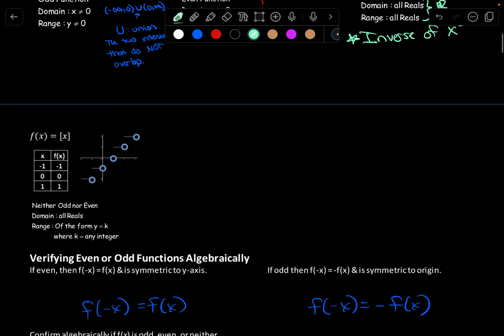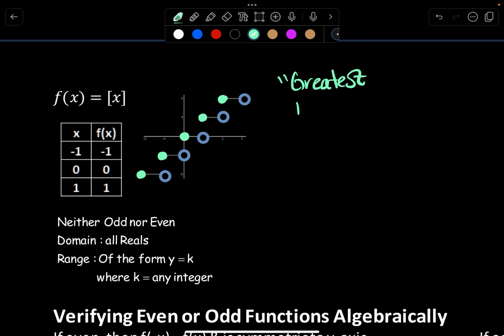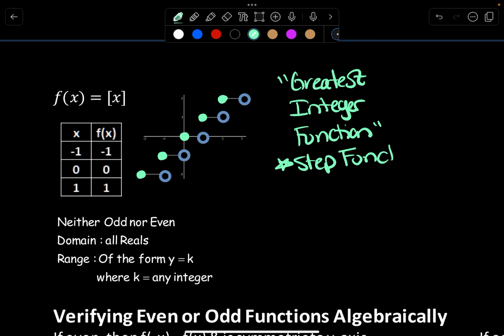All right, and the last function that we're going to look at, which is probably the only new function. Well, you've seen all the other functions. Make sure that you fill in these here. Okay, this is called the greatest integer function. Or the nickname is step function, for obvious reasons.